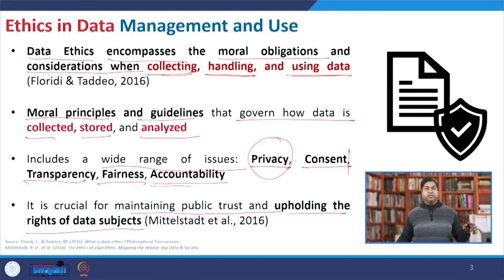Here, subjects means those whom we are selecting for the experiment. They are referred to as subjects, or you can say participants.